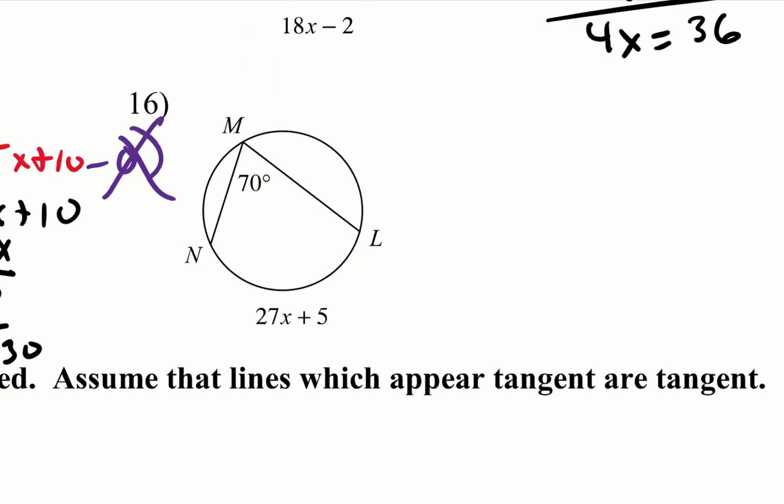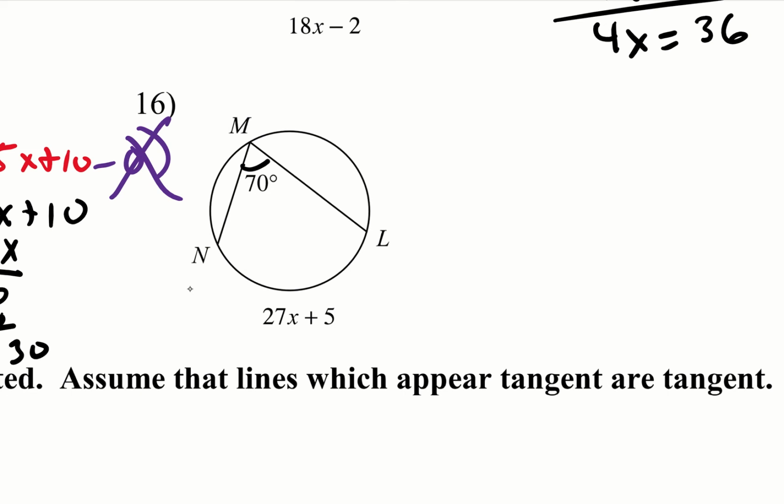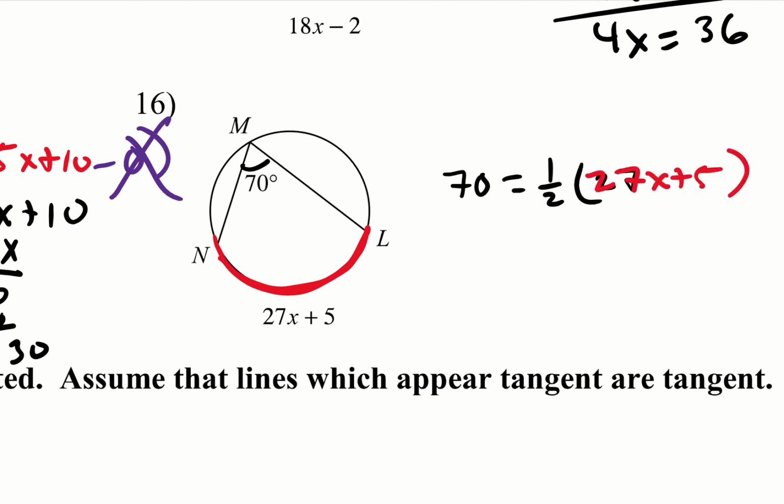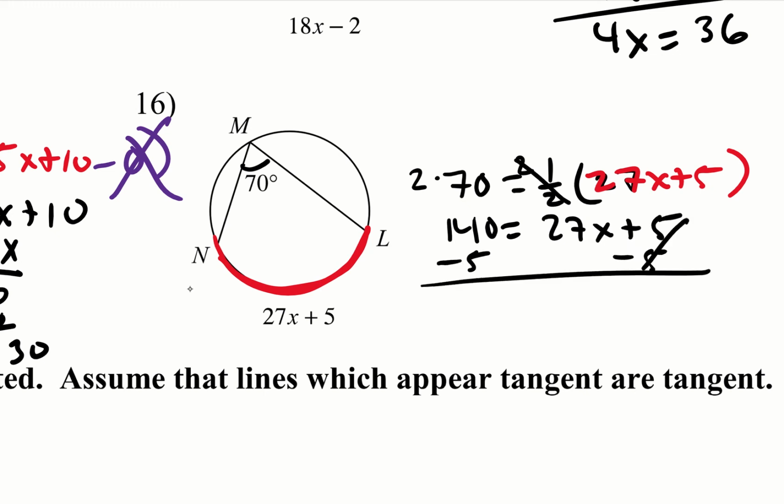Okay, so number 16, we got another inscribed angle. So all we got to do is, we know that inscribed angle has to be half of that. So 70 has to be half of that red arc. And of course, the purple arc is just 0, so I'm going to ignore it. So it's really minus 0, but there's nothing there. Let's times 2 on both sides to get rid of it. So you get 140 equals the red. And we'll subtract 5 on both sides.